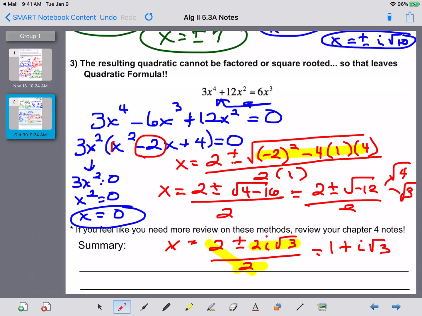So we have 1 plus minus i root 3. So I have an x equals 0, and I have two imaginary ones, 1 plus i root 3 and 1 minus i root 3.